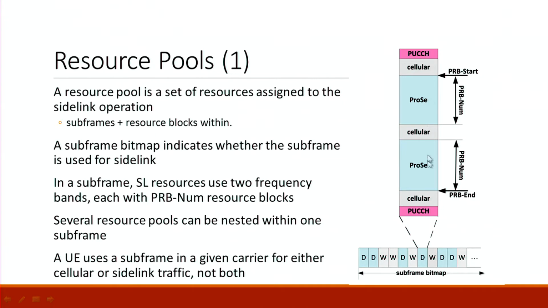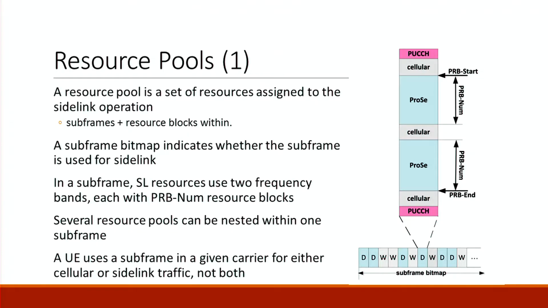Inside a subframe that can be used for D2D, there are still some resource blocks that can be used for uplink cellular communication, but you carve out two sections that contain the resource pools assigned to D2D users. So resource pools are a set of resources that are assigned subframes and resource blocks inside the subframe. There's a subframe bitmap indicating which subframes you can use for D2D communication. And inside a subframe, you use two resources that are basically two frequency bands, these two frequency bands here.